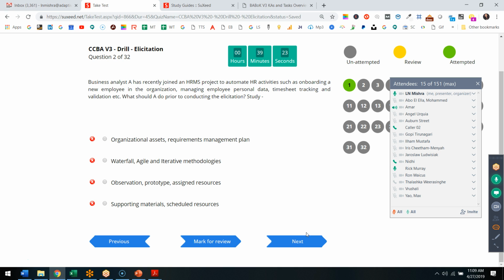Supporting materials, scheduled resources. No. Supporting materials also can be non-document. Say supporting materials is assets. Yes. Okay. Say supporting materials can be document, can be non-document as well. Scheduled resources are usually non-documents like a classroom or a discussion room or a video conferencing system. That is what we usually call supporting materials. Okay. Anything that you need to conduct an elicitation. Whereas organizational assets and requirements management plan pertain to documents.